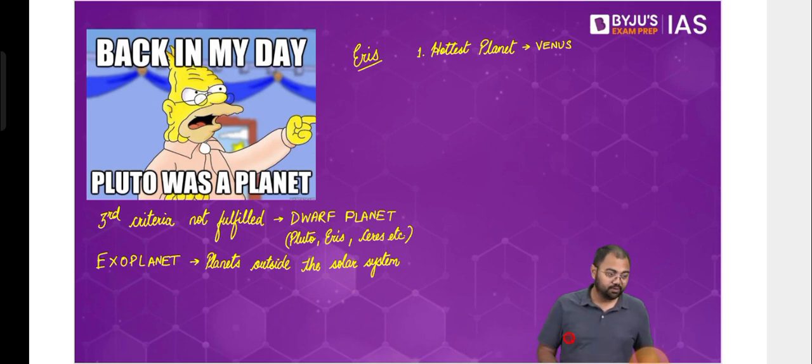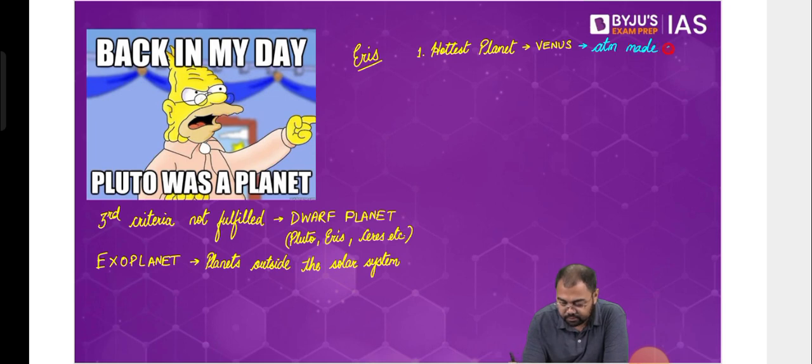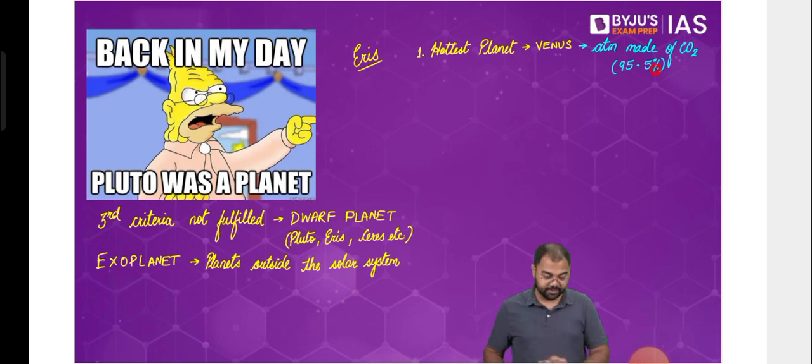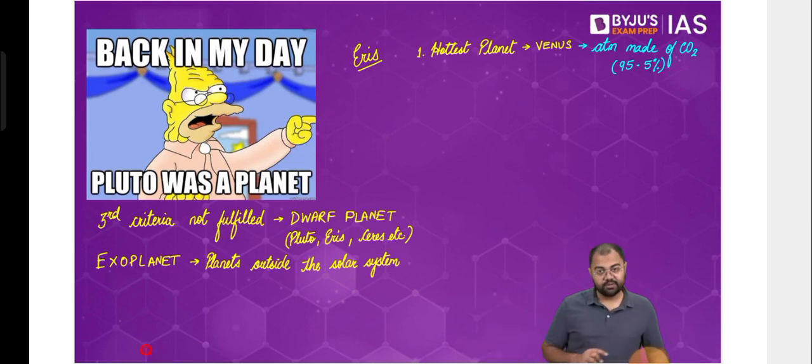So that's why Venus is the hottest planet of the solar system, because of the heat trapping capacity, the heat retention capacity that it has. So Venus is the hottest planet because the atmosphere is made of carbon dioxide, 95.5% carbon dioxide. All right. So that's why it is the hottest planet of the solar system. All right. So that is one important thing.